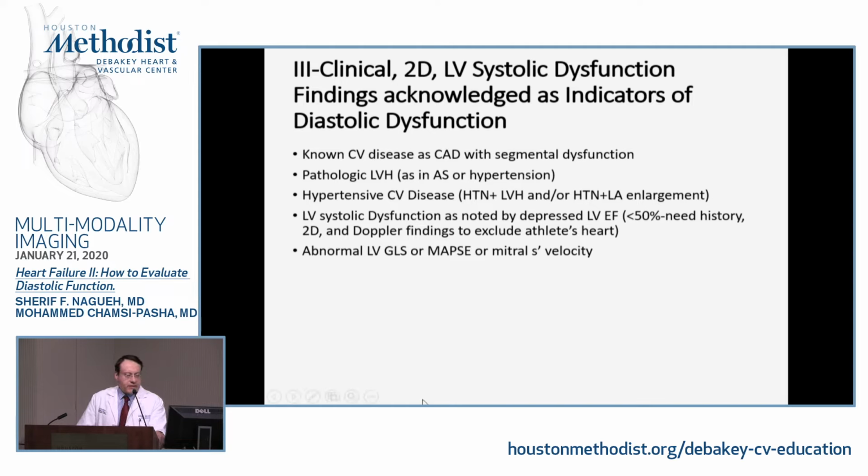Look for evidence of cardiovascular disease on the 2D findings. For example, someone with CAD and regional dysfunction, wall motion abnormalities, pathologic left ventricular hypertrophy as in someone with aortic stenosis or hypertension, someone who has a history of hypertension and a big left atrium and there is no evidence of mitral valve disease. Left atrial enlargement here is an indicator of diastolic dysfunction. And the presence of systolic dysfunction. Systolic dysfunction by itself is usually associated with diastolic dysfunction. And in the cascade of events of ischemia, diastolic dysfunction typically precedes systolic dysfunction.